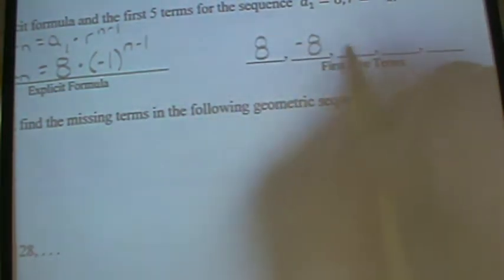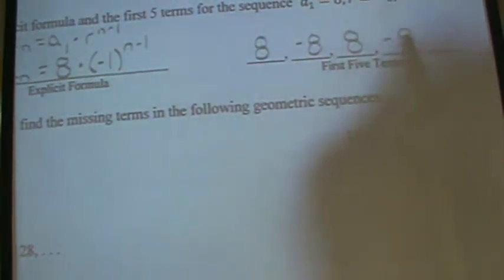Now to find our first 5 terms, you're given a1 again, so you already know that your first term is 8. For each term we're multiplying by -1. So 8 times -1 is -8. -8 times -1 is 8. 8 times -1 is -8. And then -8 times -1 is 8 again. This is very much like number 4 on the front, where we're just multiplying by -1 each time.